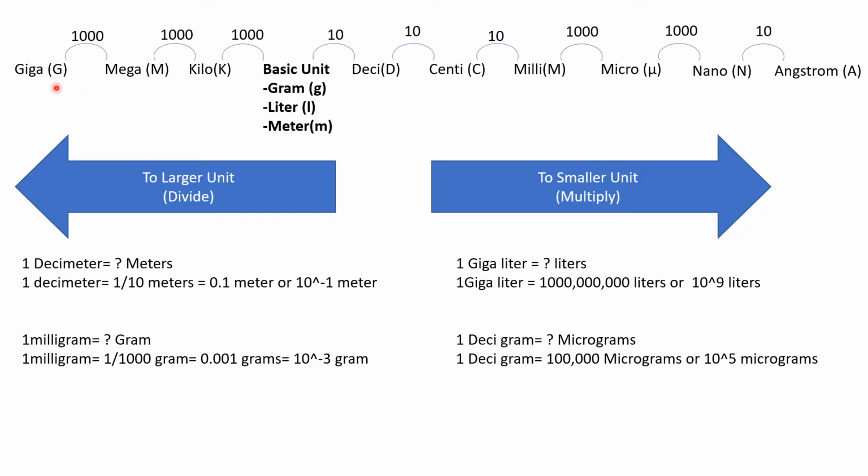So we can say, for example, gigaliter. I can say megameter. You can say milliliter, microgram, nanogram. So you can put those prefixes in front of the basic units. The more we go towards the giga, the more the unit gets larger. So for example, gigameter is way larger than centimeter. The more you go towards angstrom, the unit is getting smaller and smaller.